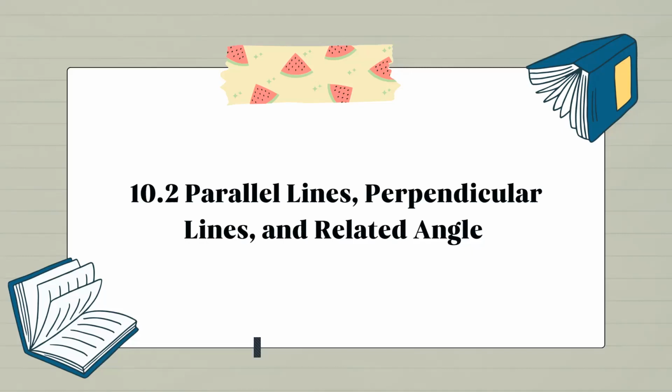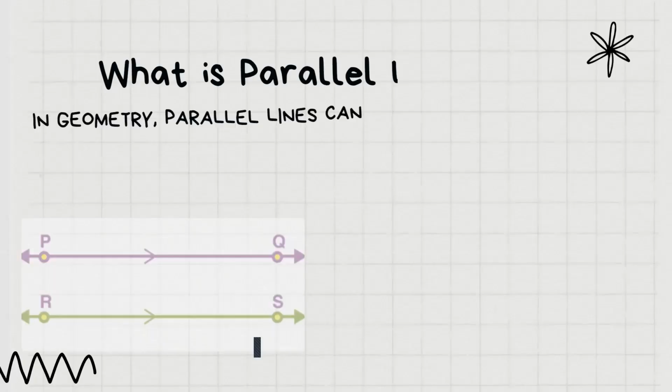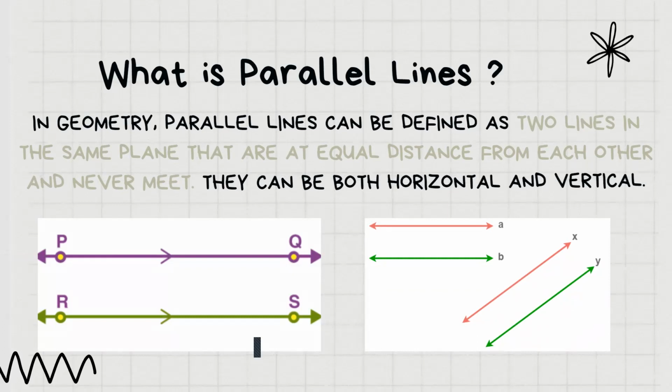And now I'll be talking about 10.2 parallel lines, perpendicular lines, and related angles. So, what are parallel lines? In geometry, parallel lines can be defined as two lines in the same plane that are at equal distance from each other and never meet. They can be both horizontal and vertical, as the example has been shown below here.